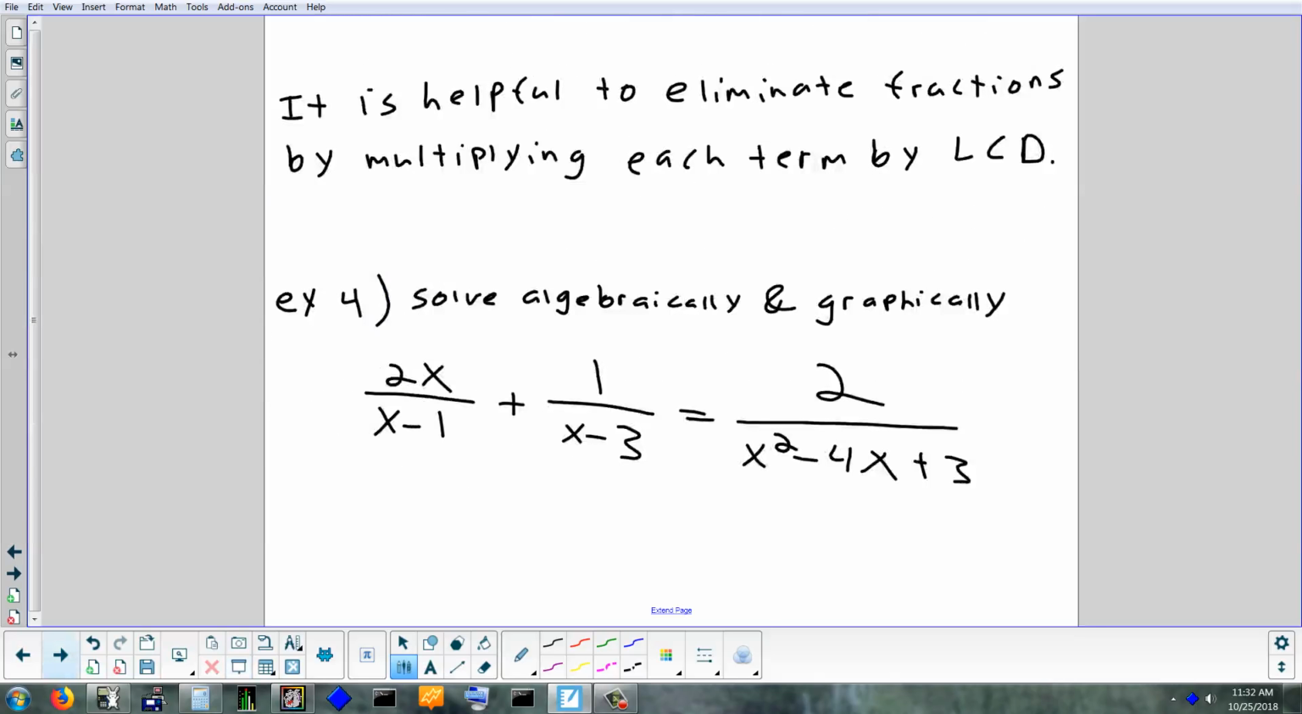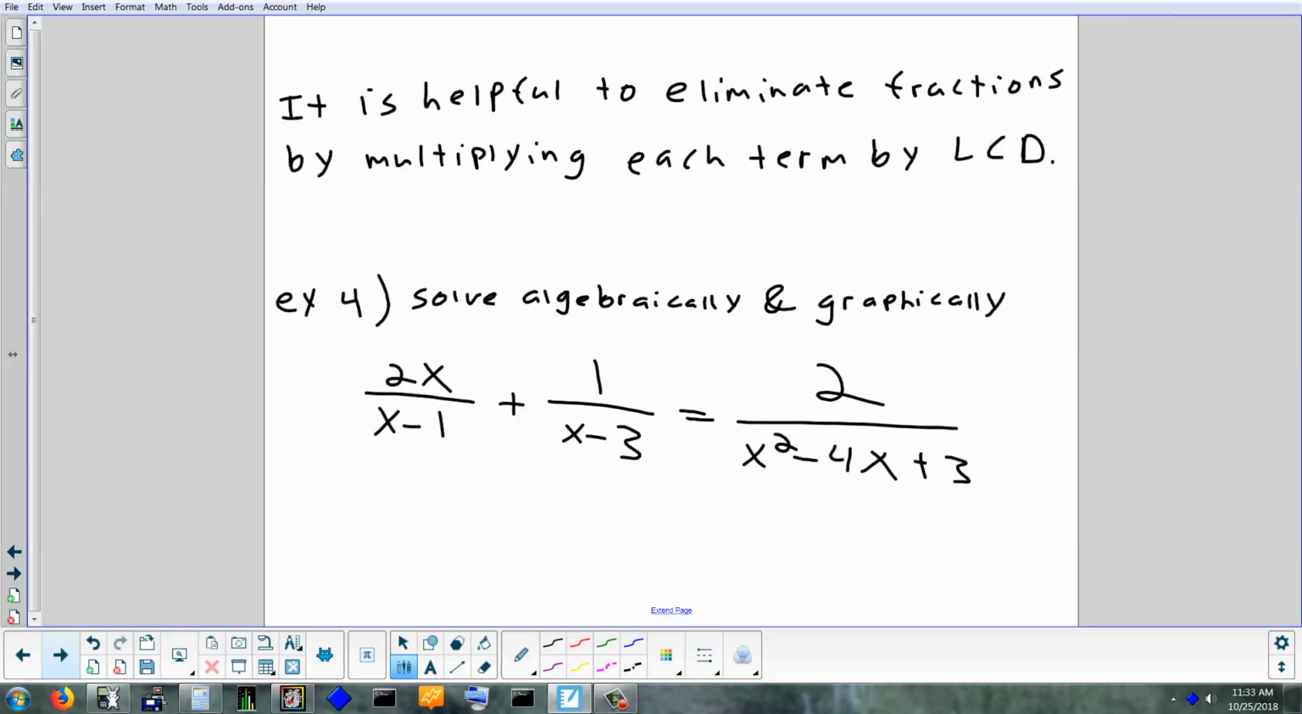So basically, the way we do this is we try to eliminate the fractions. Okay, just like we did in the distance problem. You're going to multiply everything by the LCD. So we have a denominator of x minus 1. We have a denominator of x minus 3. And a denominator of x squared minus 4x plus 3.